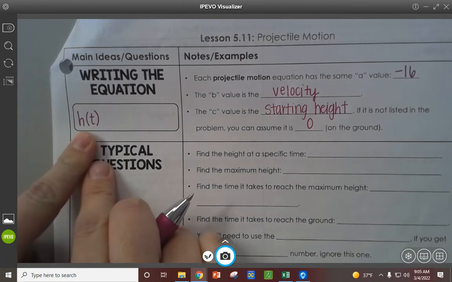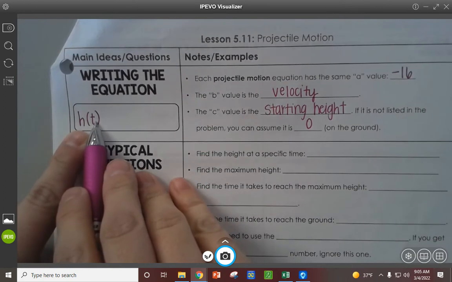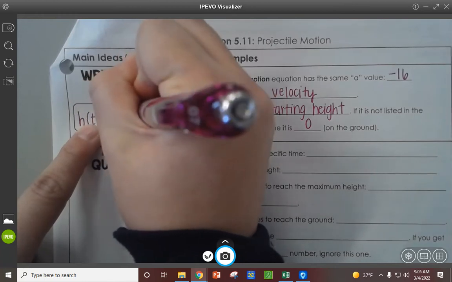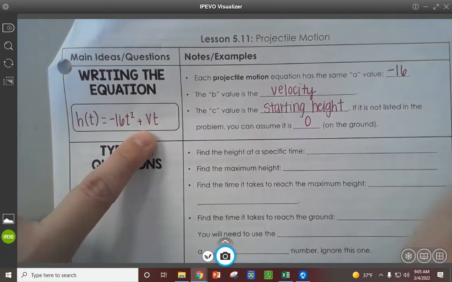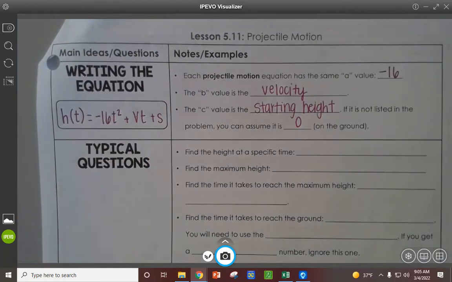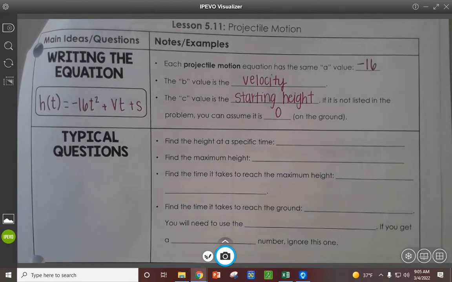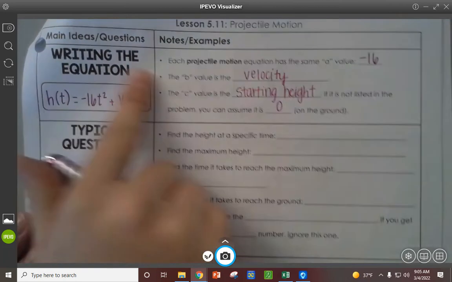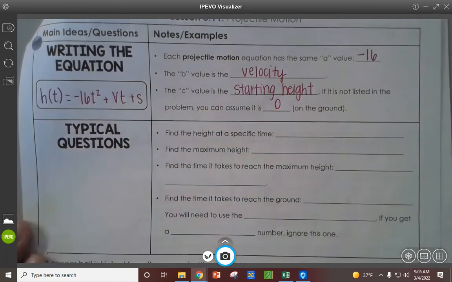H means the height, so this function gives us the height of the object at some time. T is time. So if I was saying, what is the height at 2 seconds? The height at time t equals negative 16 t squared plus vt, so the velocity, plus s for the starting height. Sometimes you'll actually have to come up with the equation yourself. You'll just have to remember this pattern that it follows. It always has a negative 16, and then you fill in the velocity and you fill in the starting height.